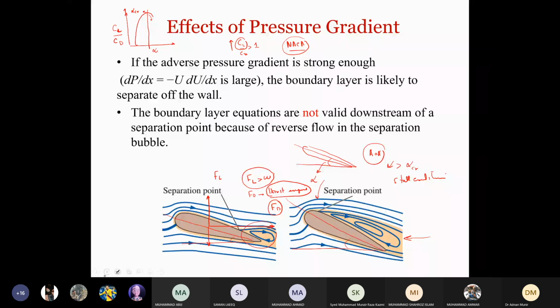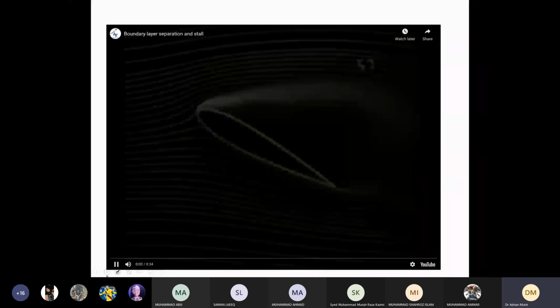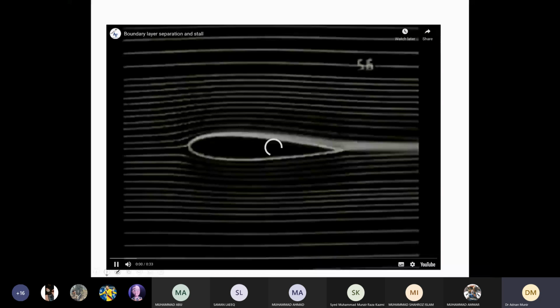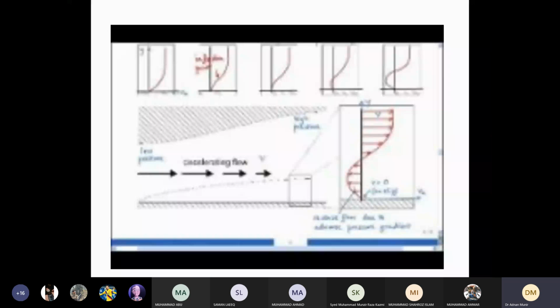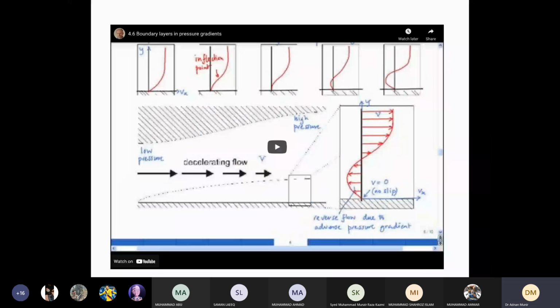Okay, now another video that I want to show you is very interesting. It is on the pressure gradient. In this video, you will have a very good idea of what pressure gradients are and how they affect the boundary conditions. So we'll be discussing this also.